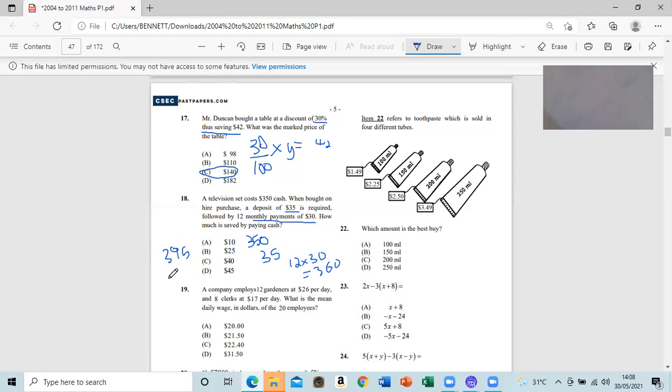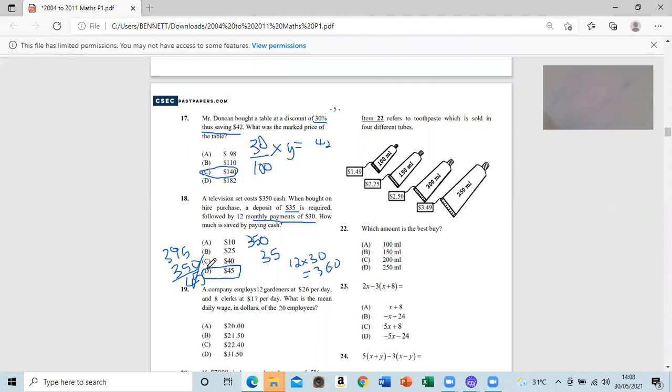So it's 395 minus the 350 when we pay for cash. Rich people pay cash, so the saving is $45. But if I don't have it, I cannot save it. So I take the hire purchase. All right.